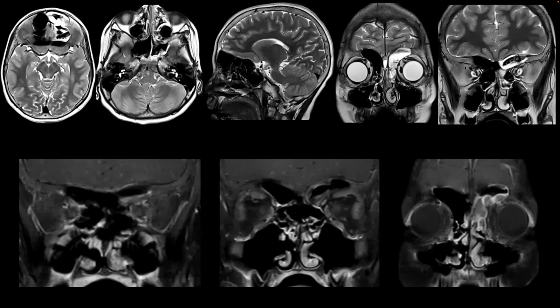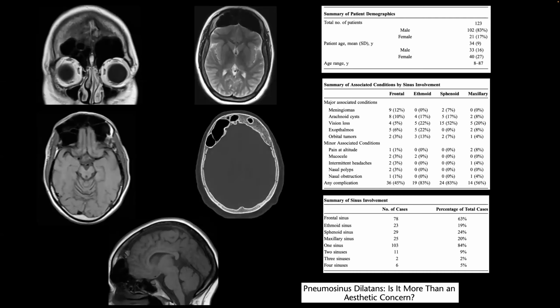If you see on the coronal images, the optic nerves demonstrate reduced volume on both sides. Post-contrast imaging, there was no evidence of optic neuritis. But again, you can see that the sinuses are widened and with changes of bilateral optic atrophy. The rest of the brain parenchyma was normal. So we came to a diagnosis of pneumosinus dilatans.